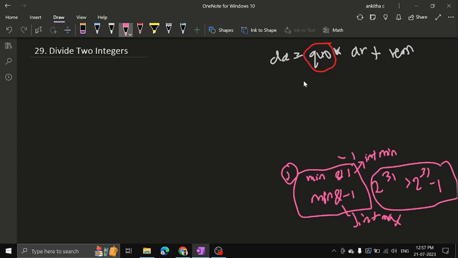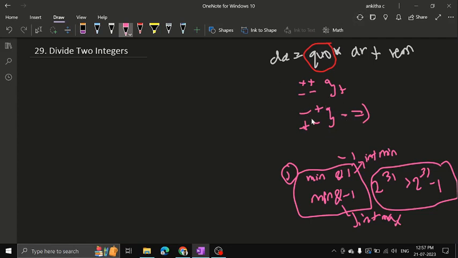So we know in division or multiplication, plus plus will give you plus, minus minus will give you plus only. Plus minus or minus plus will give you minus as the answer. So we need to handle this case. So if either dividend or divisor is negative, then only the answer will be negative. If both are positive or both are negative, then the answer will be positive only. We need not take care of that condition.